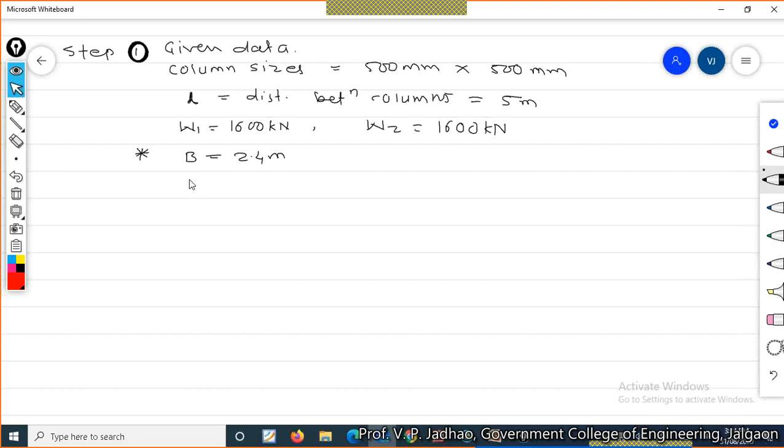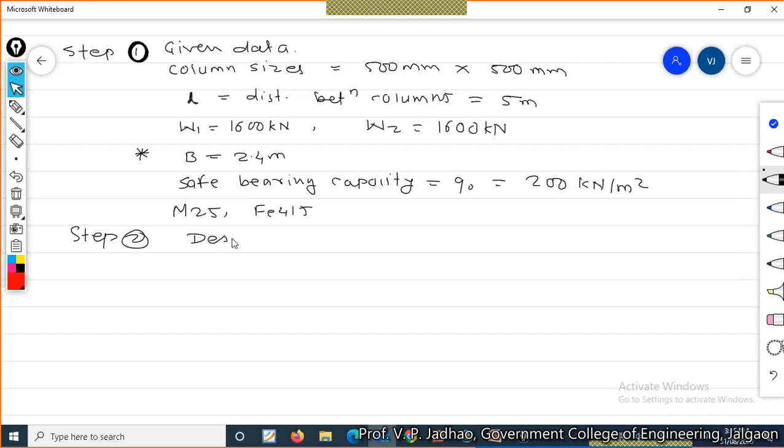Again, we have been given the safe bearing capacity, Q0, given as 200 kilonewton per meter square. And last, we have been given the grade of concrete M25 and grade of steel Fe 415.